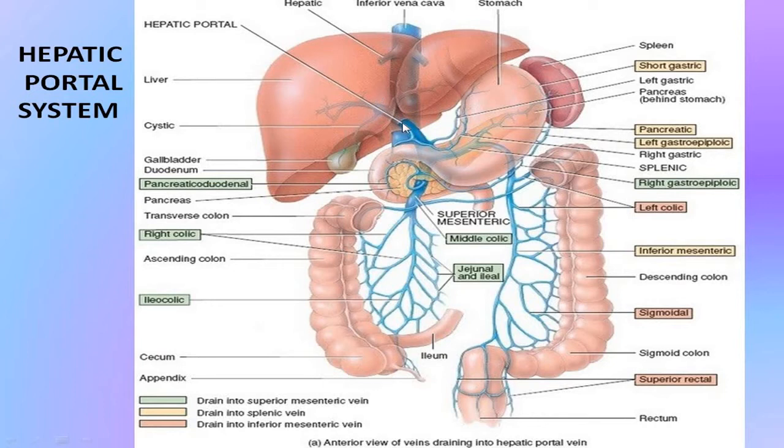liver. But before entering into the liver, this hepatic portal vein also receives a vein from stomach, that is the gastric vein. Inside the liver, this hepatic portal vein breaks up into capillaries. These capillaries are called sinusoids. Blood flows into the sinusoids and then drains into central vein. Central veins then fuse to form hepatic vein. Hepatic vein also receives a vein from gallbladder, that is called cystic vein.